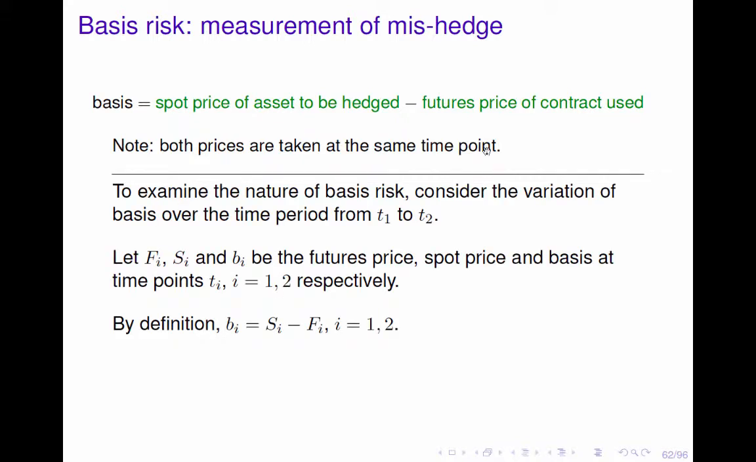To examine the nature of basis risk, let's consider the variation of basis over the time period from T1 to T2. Let Fi, Si, and Bi denote the futures price, spot price, and the basis at time points Ti, for i equals 1 and 2 respectively. Then, by definition, Bi is equal to Si minus Fi, for i equals 1 and 2.